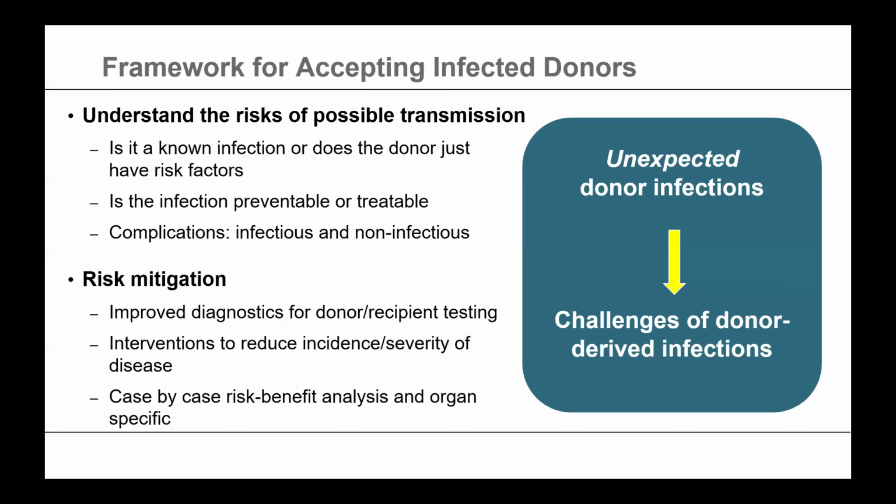So really, this is to show us that we need to think about the framework that we use in how we accept infected donors. We have to understand the risks of possible transmission that Miranda nicely took us through and Silke took us through, and the different ways that we can mitigate the risk, in terms of now that we have improved diagnostics for both donor as well as recipient testing, and the interventions that we have to reduce the incidence or severity of disease. And then we know, like everything in transplant, it's a case-by-case risk-benefit analysis, and we need to think about it in terms of organ-specific.